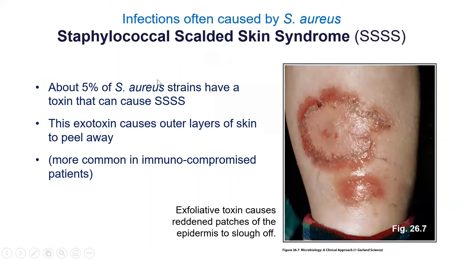So there are a lot more nasty skin infections out there that can be caused by Staph. Some strains of Staph have certain toxins. I'm not sure what this toxin is called, but it causes something called scalded skin syndrome. Whatever that toxin does, it somehow causes the skin to basically peel away. And this is apparently usually not found in healthy people, but more in immunocompromised people. So kind of nasty, unfortunately.